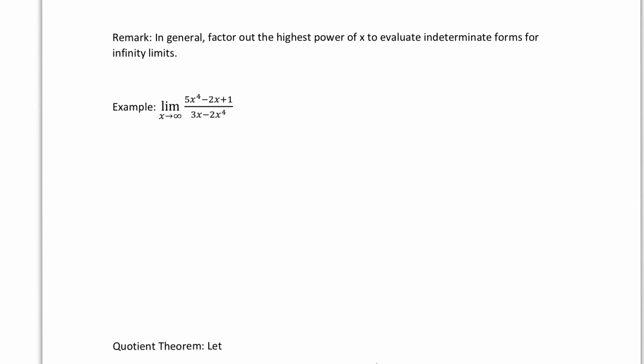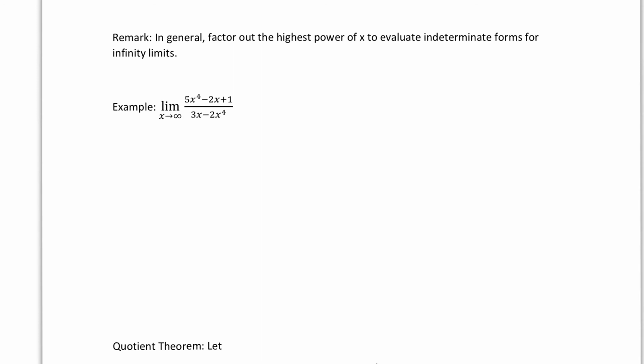Now in general, we factor out the highest power of x to evaluate indeterminate forms for infinity limits. This is our general technique. So let's look at this one. We've got a bit of a crazy question here. The limit as x is approaching infinity of 5x to the 4 minus 2x plus 1 over 3x minus 2x to the 4.